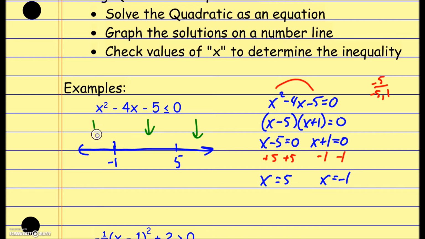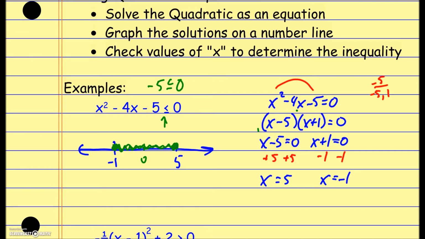So maybe I start with the piece in the middle because there's an easy value to choose here. Maybe I'll test the point 0. So when I plug a 0 into this, I get negative 5 is less than or equal to 0, which is a true statement, which means I shade this section of the graph. So I shade this middle section in between here. And because there's an equal to condition, I know that I'm going to have solid points at each of these. So we can see this taking shape.